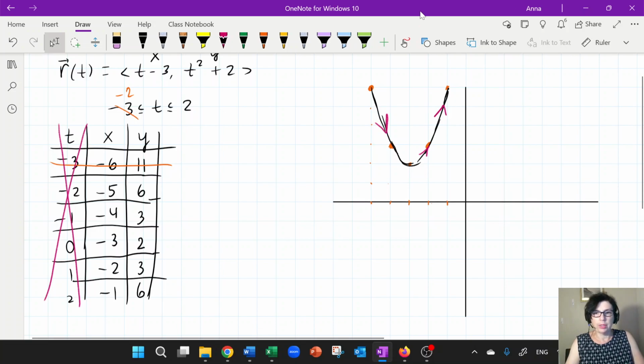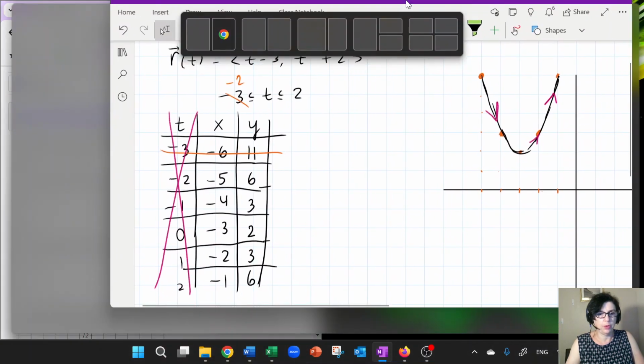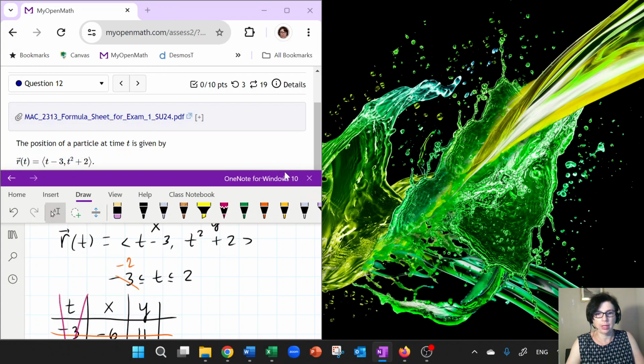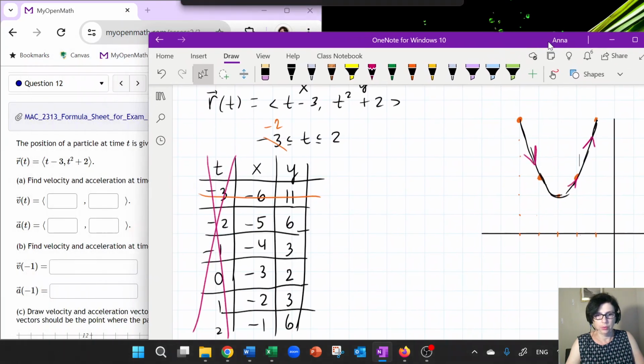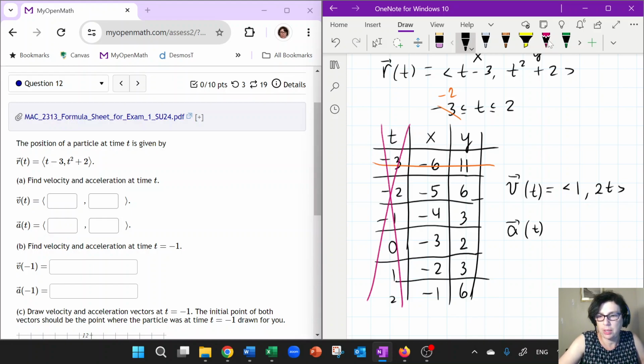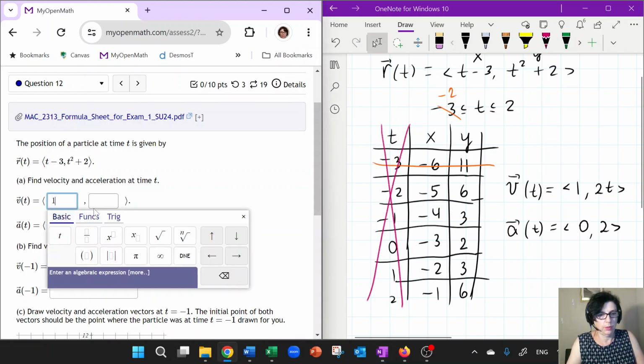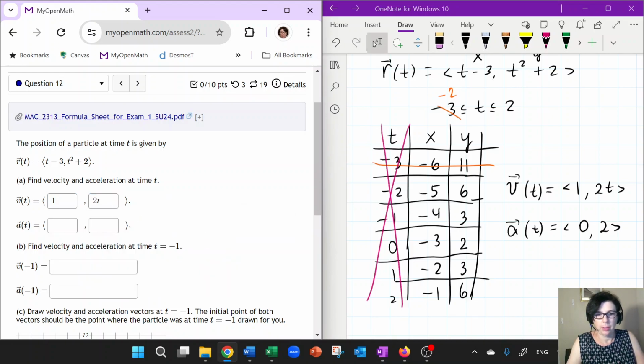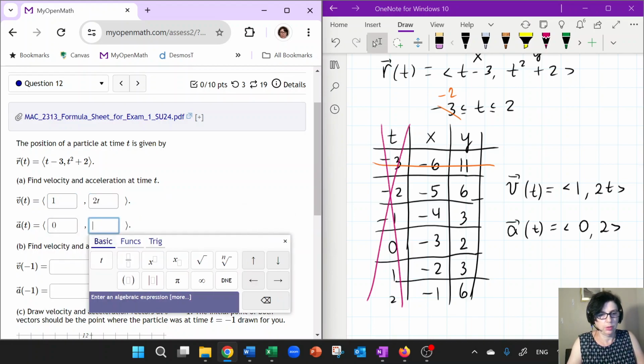Now, what else they want me to do is find the velocity and acceleration at time t. Let's see if I can do that. Let me put them together. So for the velocity, I'm going to take the derivative of the position, which is going to be 1 and 2t. For the acceleration, I'm going to take the derivative of velocity, which will be 0 and 2. Okay, so that's going to go in here, 1, 2t. Then this would be 0 and 2.